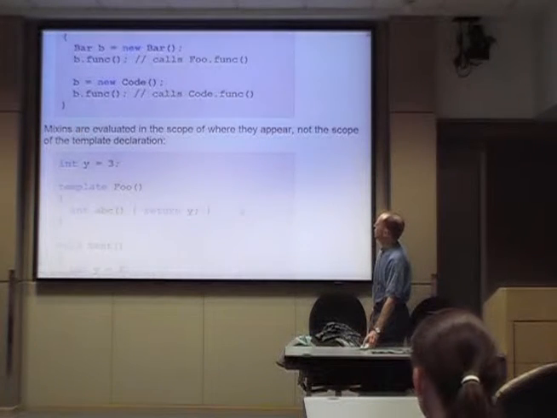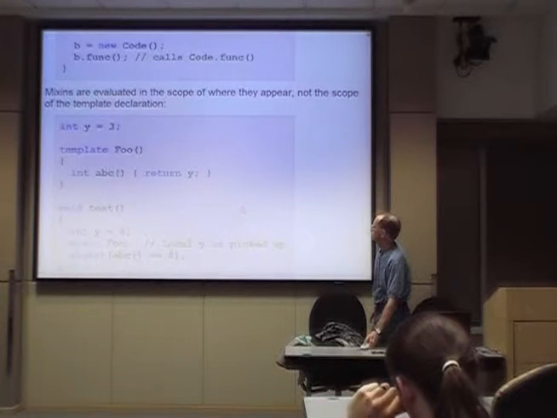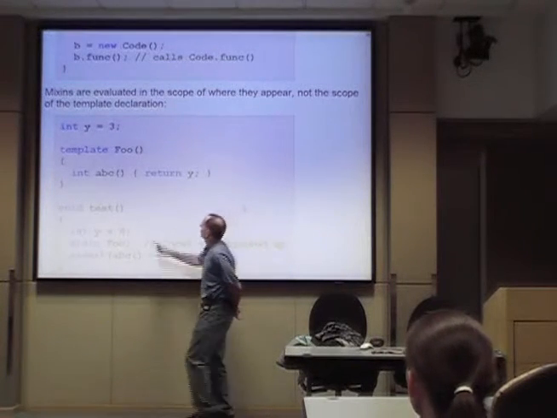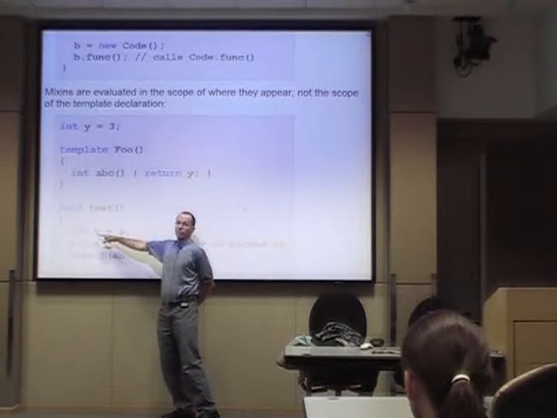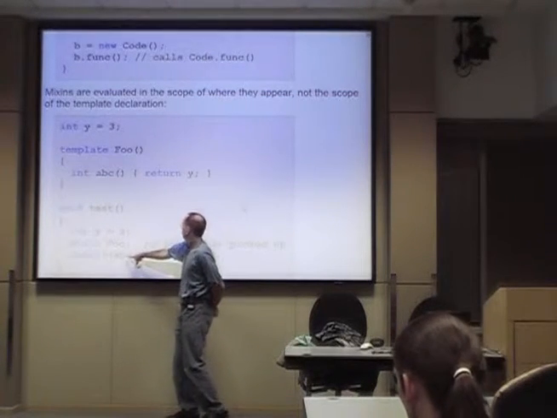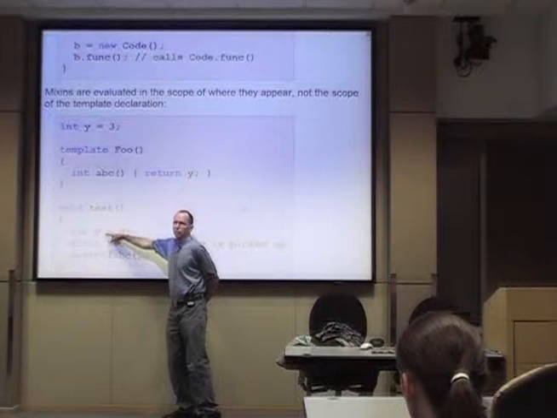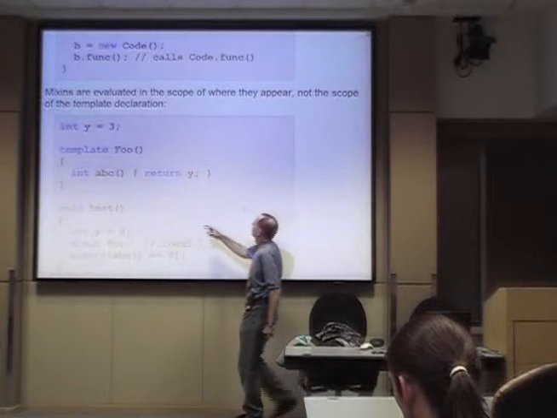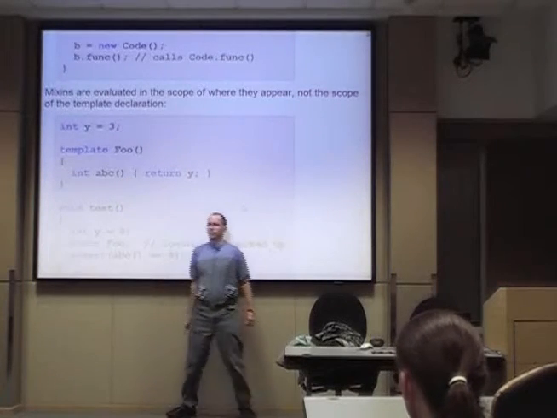Mixins are evaluated in the scope of where they appear, not the scope of the template declaration, and this is illustrated by this example. I declare a global y, and I have a mixin, which is a function which returns the value of y. Inside test, I declare another variable called y equal to 8, mixin foo, then I call the function ABC and verify that it's returning 8, which means this y has picked up this variable, not that variable. Which shows that this is evaluated here. It's not evaluated here.